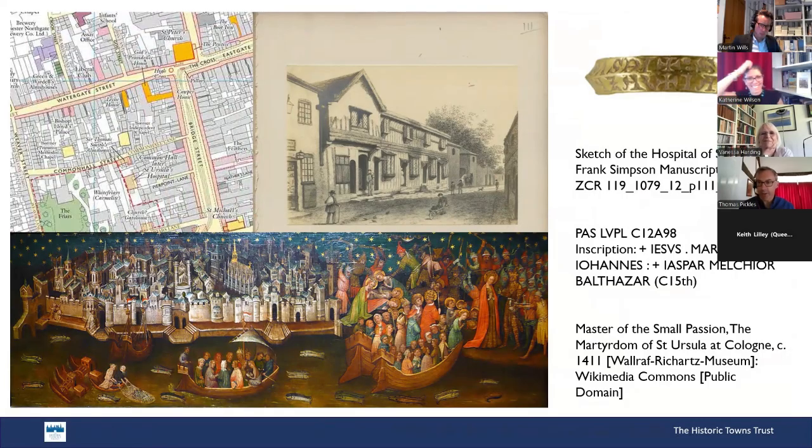We can switch over to the Hospital of St Ursula, which you can see here. This was the former Common Hall in Common Hall Street. We have the hospital and St Thomas Smith's almshouses here. You can see an illustration of them on the right, which we used on the reverse of the map for the gazetteer. And this comes from the Frank Simpson manuscripts at Cheshire Archives and Local Studies, references on your right there, just to give you a visual image.